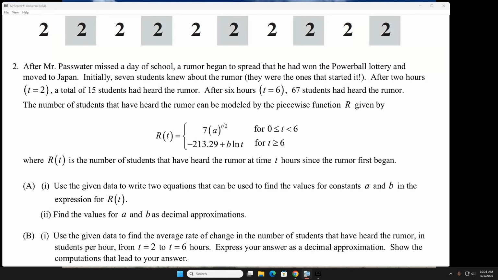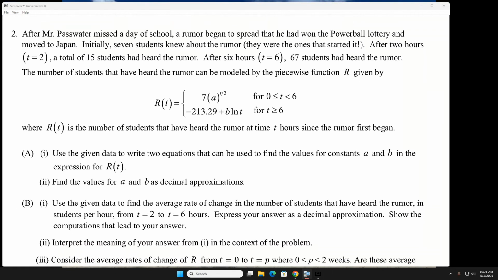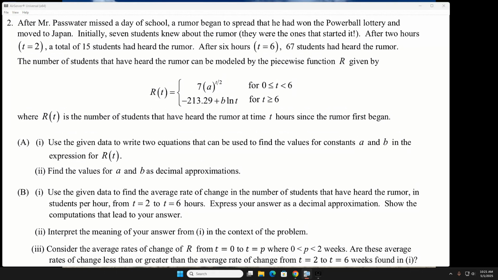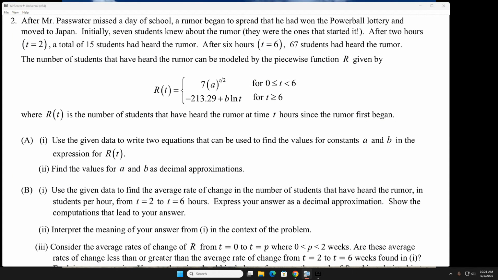The number of students that have heard the rumor can be modeled by this piecewise function. And I think this would be the most difficult one that you would see, a piecewise function probably, where R of t is the number of students that have heard the rumor t hours since the rumor first began. Okay, so we're going to use the given data to write 2 equations that can be used to find the constants a and b for the expression R. All right, so our 2 pieces of information are 2 and 15, and 6 and 67. And with a piecewise function, you have to know which piece to use.